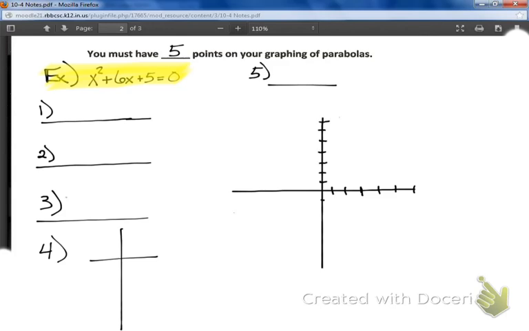So get this all copied down, and then we're going to go back and look at how we do this problem. So pause the video again, get this copied down, and we'll continue.